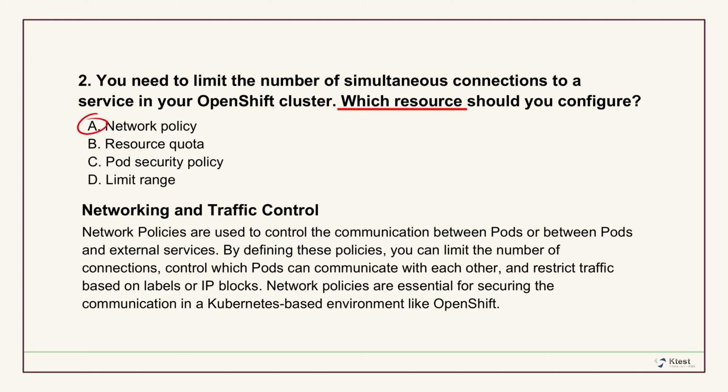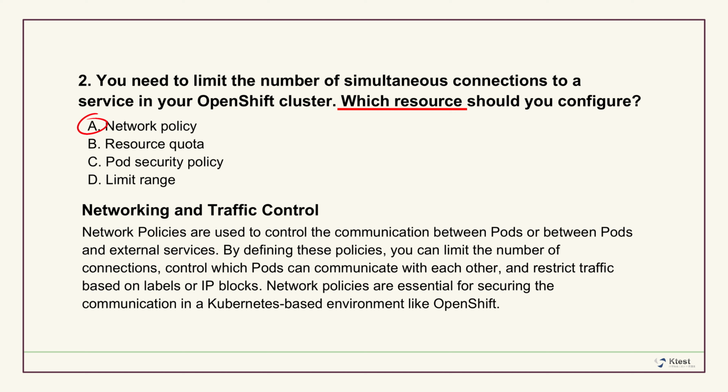Right. It links back to that idea of least privilege too, doesn't it? And network segmentation. Precisely. Better resilience, better security. So it's not just allow or deny, it's more conditional, like only allow connections from these pods in this namespace. Exactly. Which inherently limits the potential sources of connections.